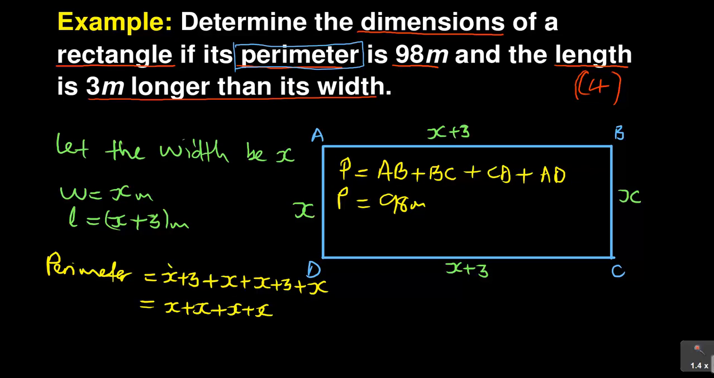So I've got 4 of them, which is 1, 2, 3, and 4. So I've got 4 of them there. And then I've got plus 3 plus 3. So if I say that it's 4x, because there are 4 of them, 3 plus 3 is 6. So this is my perimeter.